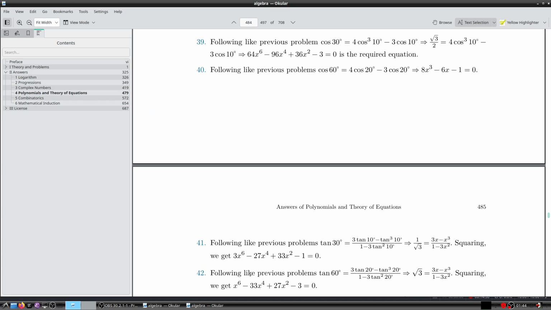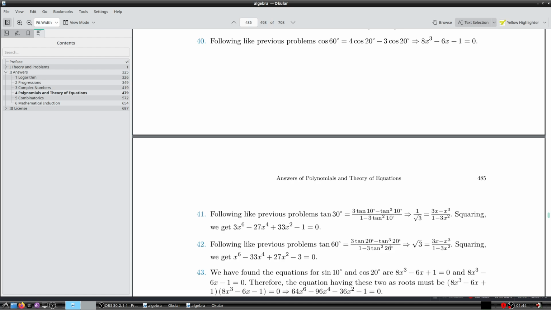And the next one is for tan 20 degree, question 42. So we do the same thing, and we have x to the power 6 minus 33x to the power 4 plus 27x square minus 3 is equal to 0.